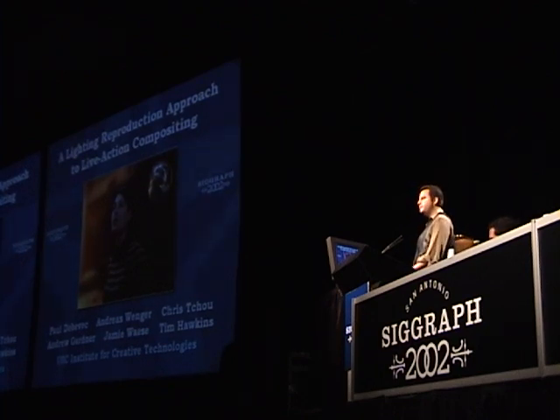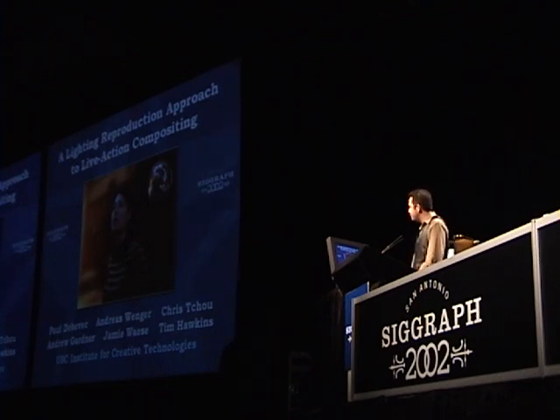So this talk is about trying to composite actors into backgrounds, either virtual sets or background plates that we recorded photographically, and really try to pay attention to getting the light that is on the actor to be really the same light that you're seeing in the background.